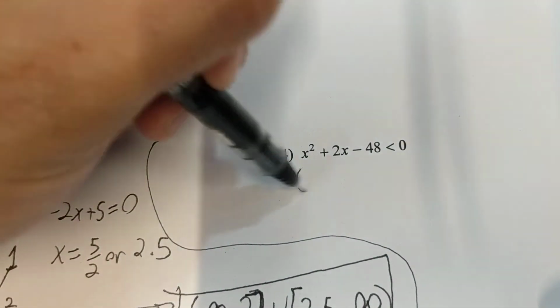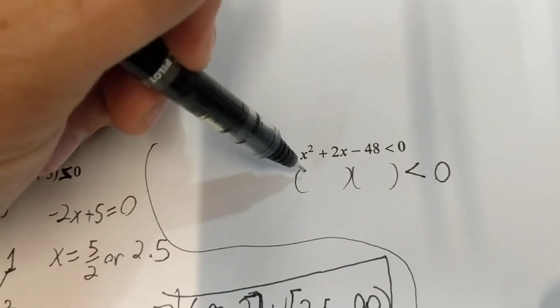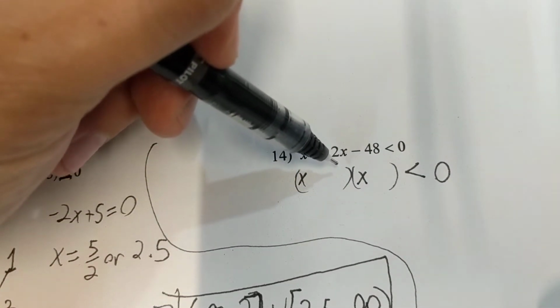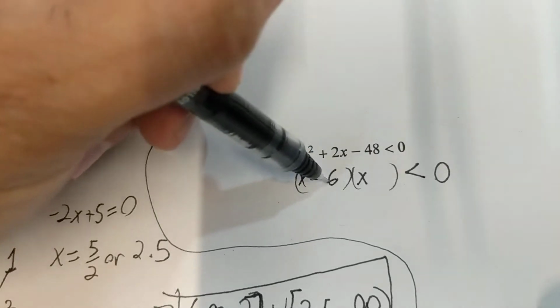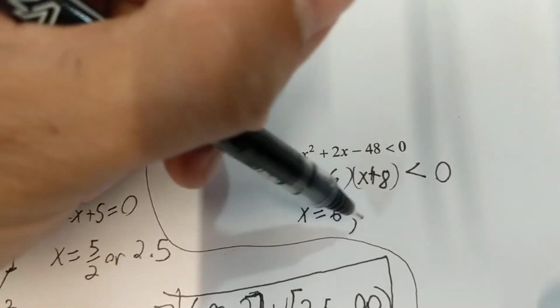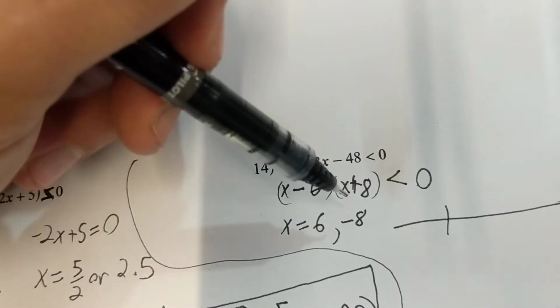Then number 14, very similar process. I won't take you through the whole thing. The idea is, though, we're going to factor this out to make it a little easier if we get the chance here. If we can get some linear factors, this will simplify things a lot. What goes into negative 48? So that'll be like a minus 6 plus 8. And so then our solutions would be something like x equals 6 and x equals negative 8. Those would be what makes it equal to 0.